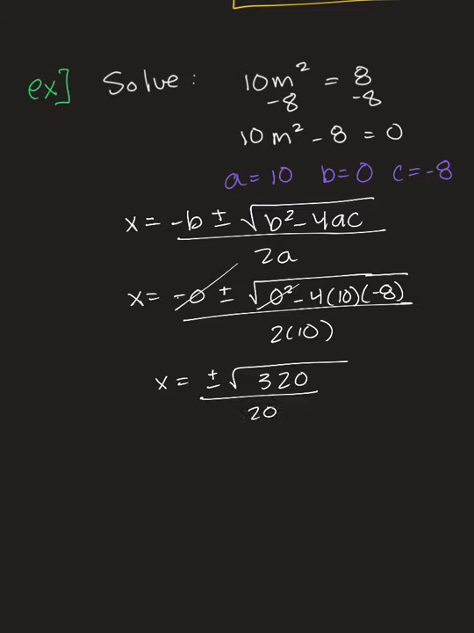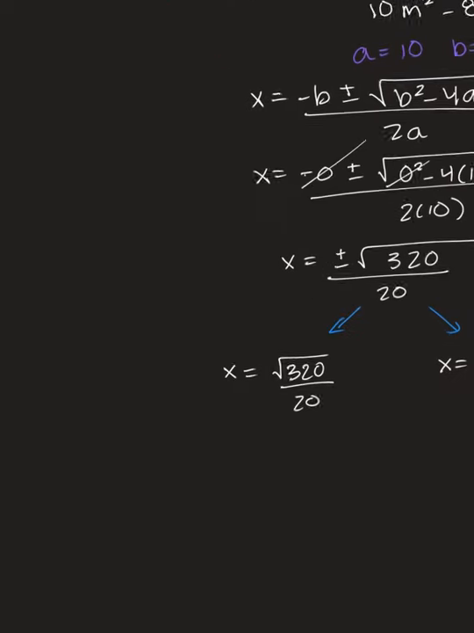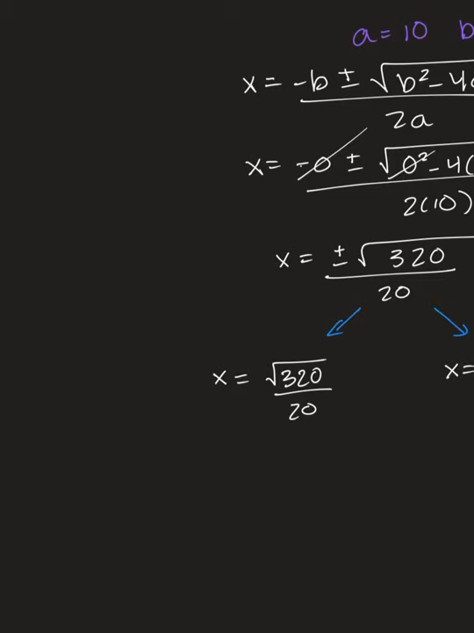Now when we separate this, we'll get two answers. The first one's either x is equal to positive square root of 320 over 20, and the other one will be negative square root of 320 over 20. But we can actually simplify this because we know that the square root of 320, we can do the factor tree on that. So let's do that on the side over here.